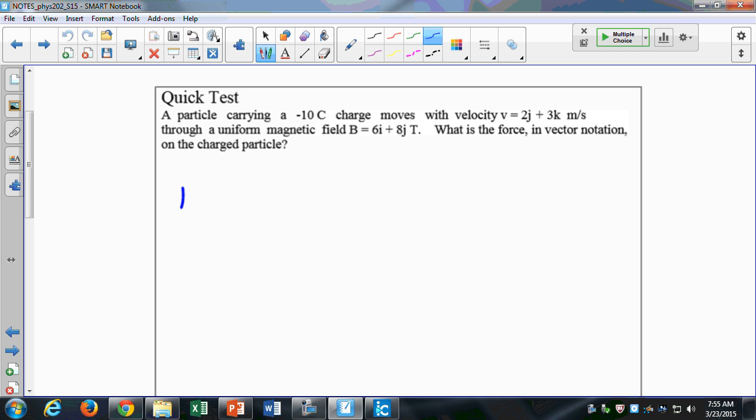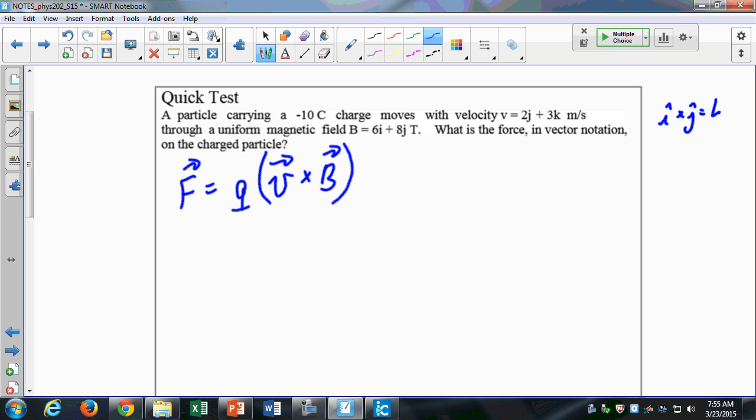Remember our cross product, F is equal to Q times V cross B. All right, and we did these already, but we need to do I cross J. That's equal to K. If you forget, you can always draw your coordinate system, this is I, J, K, and then do the right-hand rule. We know that J cross I is the opposite of that. J cross K, I'll let you do these on your own. Come back to it in just a second.